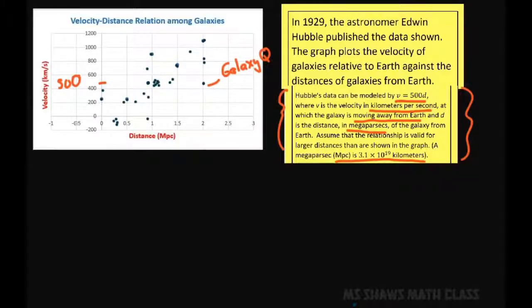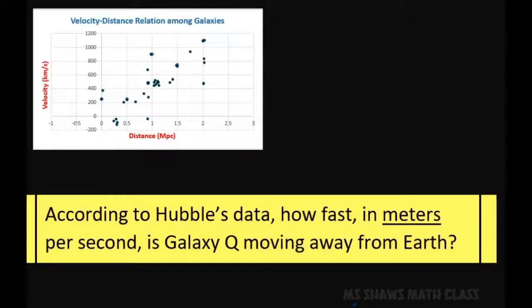So the first question, according to Hubble's data, how fast in meters per second is galaxy Q moving away from Earth? I didn't write this on here, but this is galaxy Q, and this is 500. What they gave us is kilometers. So we know that it is going to be 500 kilometers, because this is in kilometers per second.